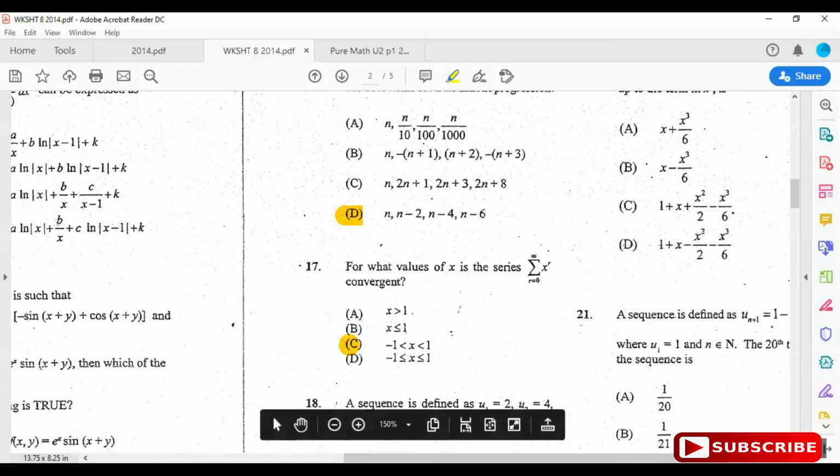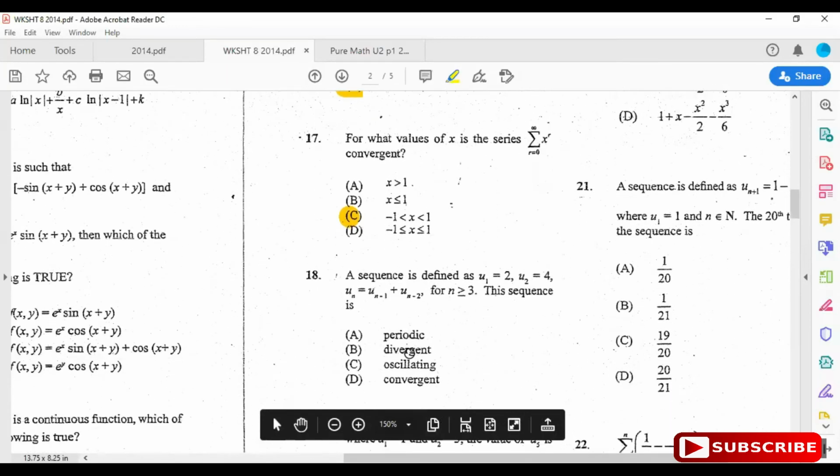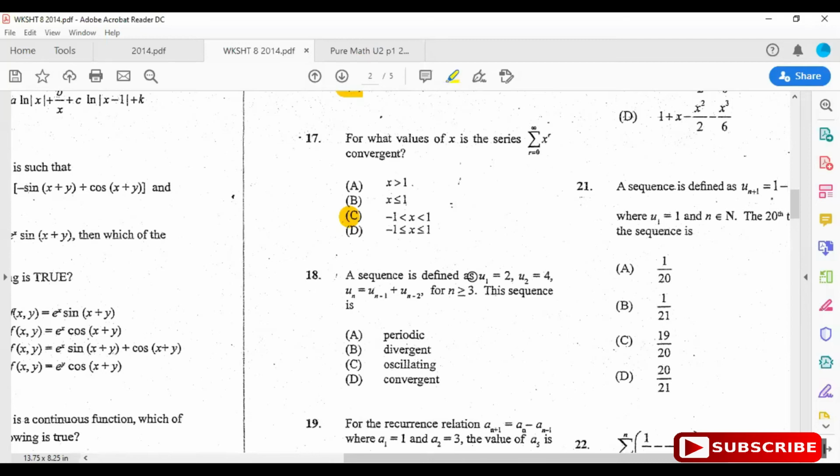So that's cat. Easy question. Now question 18. Question 18 says a sequence is defined as U1 is 2, U2 is 4, Un is Un minus 1 plus Un minus 2. Now what is this going to be?